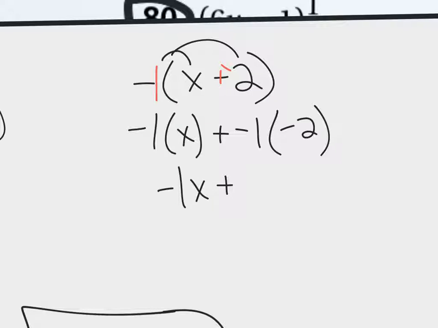Negative times negative is a positive, so negative 1x plus 2, or if you just had negative x plus 2, would be okay for that one.